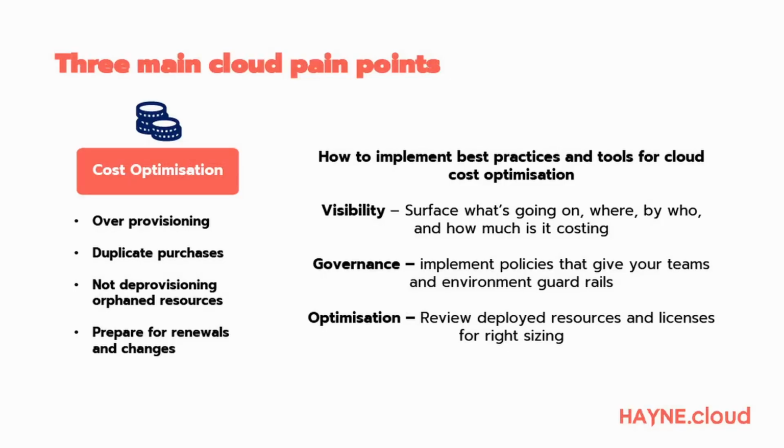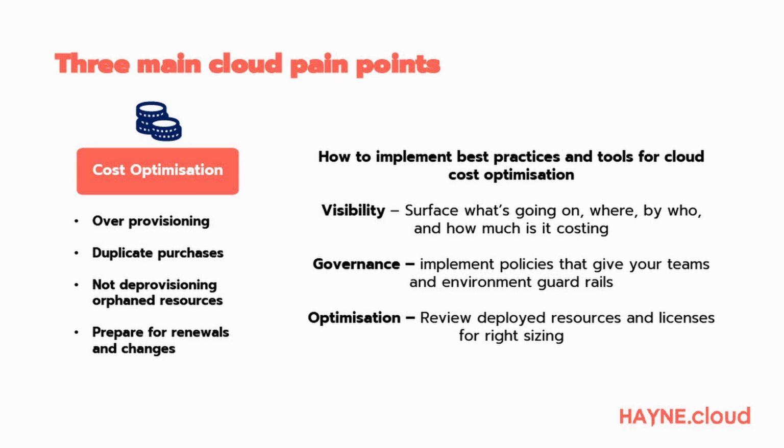So I'm just going to spend the next few minutes going into the 3 main areas across cost, security and operations, starting with costs. As we just mentioned, there are multiple areas in which you can look to improve your cost optimization.